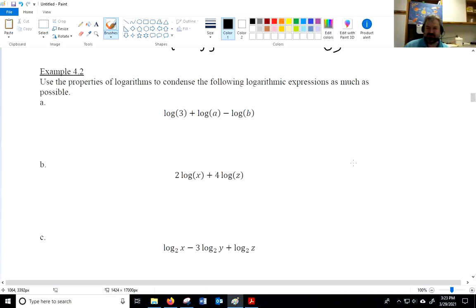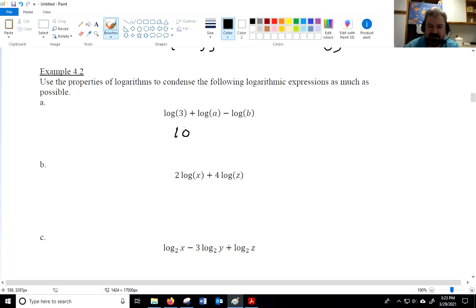All right, in example 4.2, we're going to use the properties of the logarithms to condense. So we're going to go the other way. In some problems, it makes the problem easier or possible only after you expand. Other times, you have to contract, to condense the logarithms. Some problems, you have to do a little bit of both. So we need to make sure we practice going both directions. So the goal when you condense is to write the word log as few times as possible.